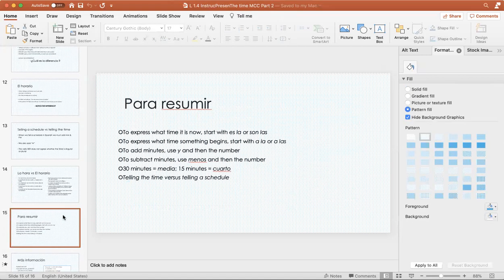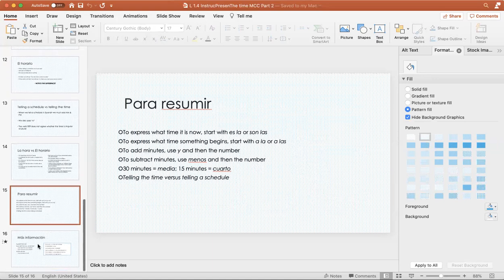So, para resumir, remember, to express the time, we always start with es la or son las, whenever we're telling the time, right? To express what time something begins, a schedule, we will always start with a la or a las. To add the minutes, we use y. To subtract the minutes, we use menos. Instead of saying the number 30, we can use media because it's half an hour. Instead of 15, we could use cuarto. And remember the main difference between telling the time versus telling the schedule.